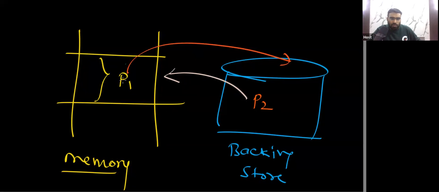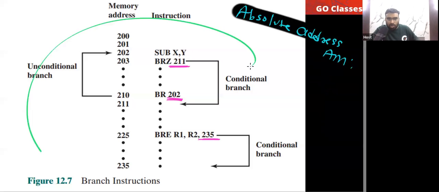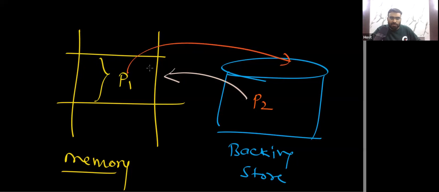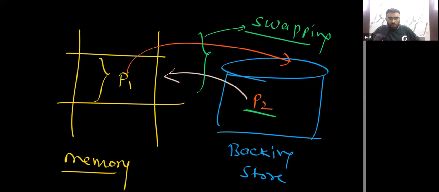In your memory, you have program P1. In the main memory, you have this program P1. But now you want to execute program P2. What will the operating system do? The operating system will do this swapping. Means this P1 you will put in the backing store, and this P2 you will load in the main memory.